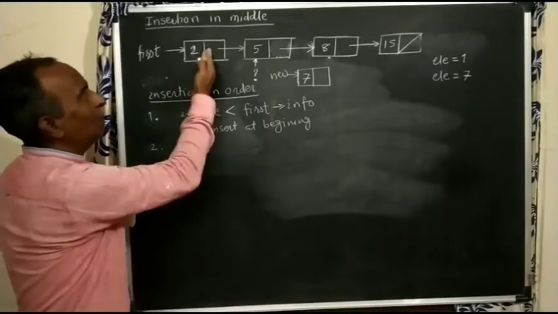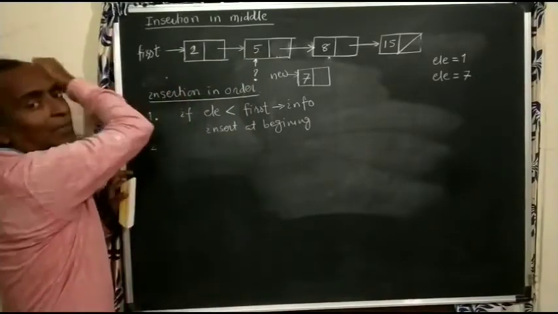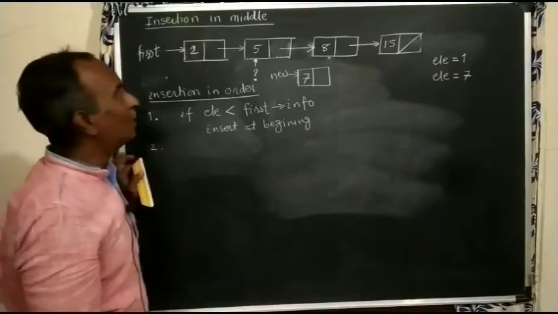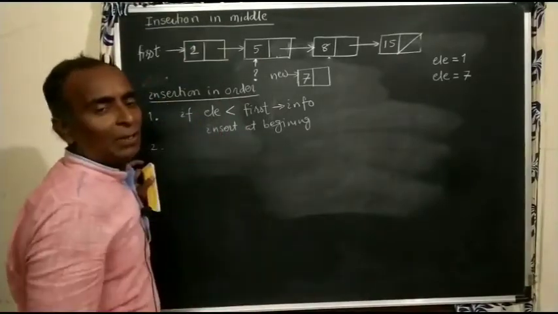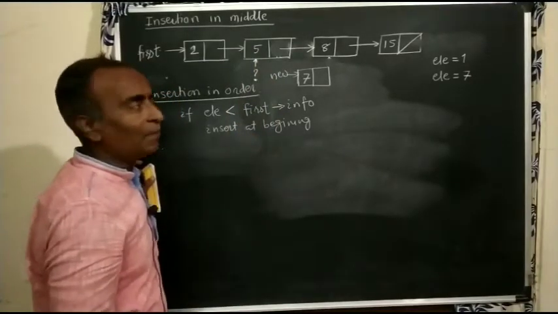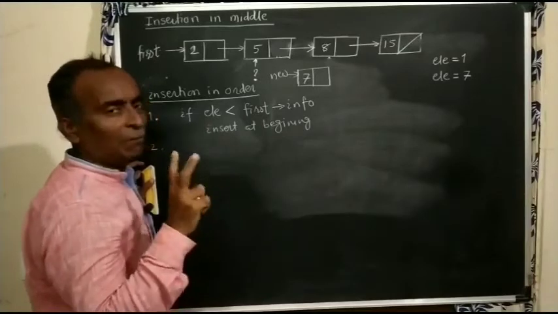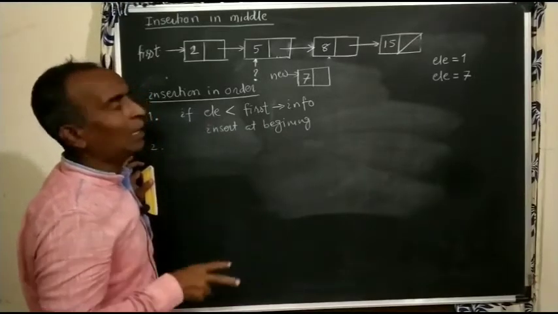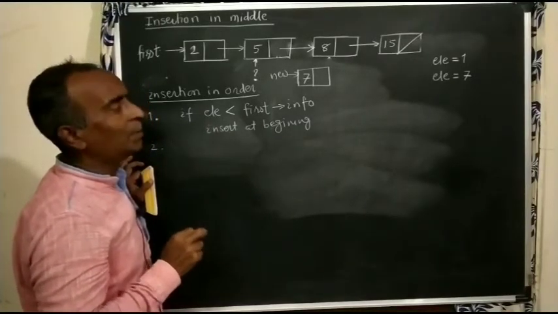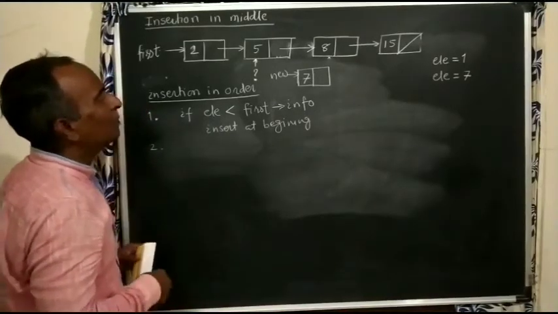Though we say first link has this node's address, there may be some hundreds of nodes before this. So how to get this predecessor node's address? That we'll see. There are two ways. One simple way I'll take first. One simple way. Then we'll see the other way.